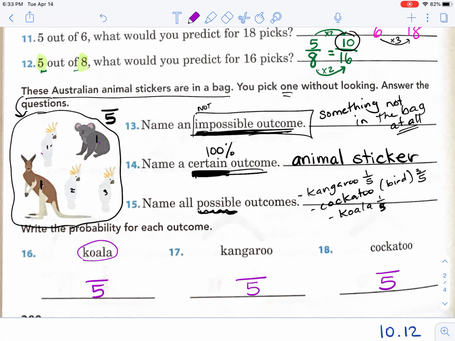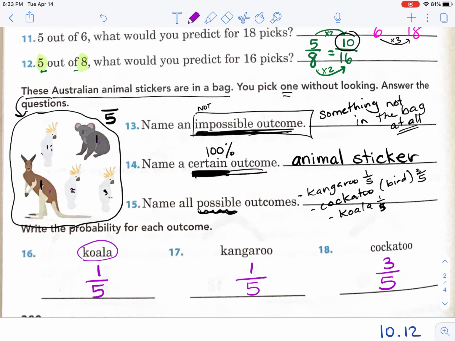All we do to find the numerator is what? See how many are in the bag. How many koalas are in the bag? How many koala stickers? 1. How many kangaroo stickers? 1. How many cockatoo stickers? There's 1, 2, 3 in the bag. 3 out of 5. Do you see that? Awesome. That means you have really done well with fractions. Super awesome.